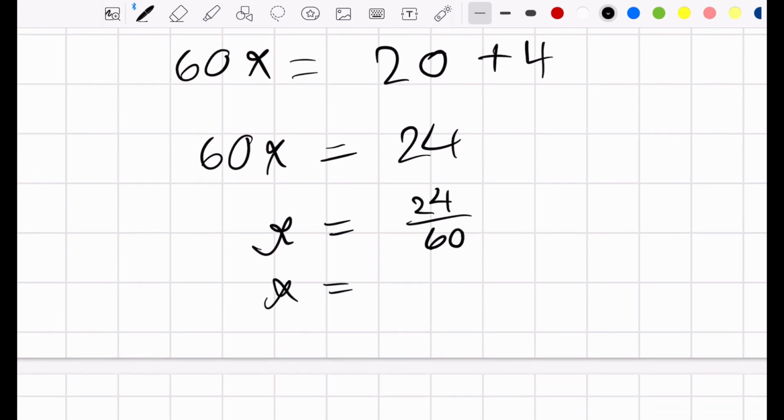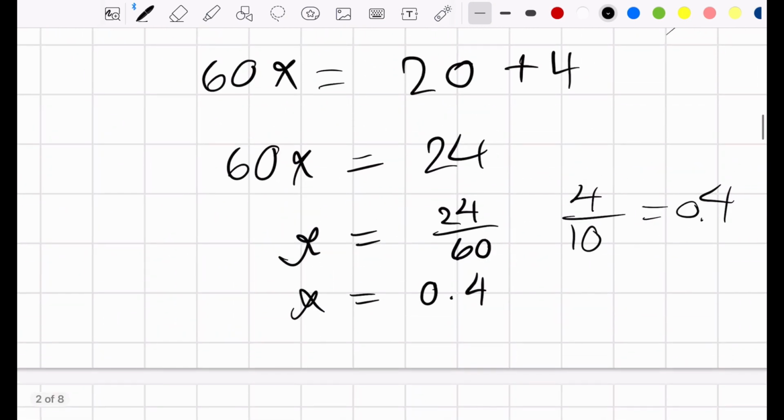And that ratio gives us 0.4, because the numerator is a multiple of 6, so 4, and the denominator is also a multiple of 6, so 10 times 6. That gives us 0.4. So the percent abundance of the P isotope is 40%.